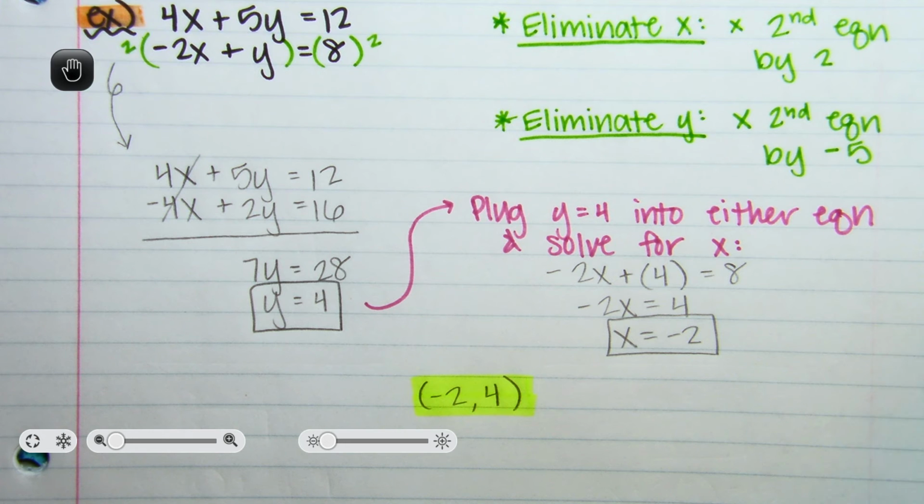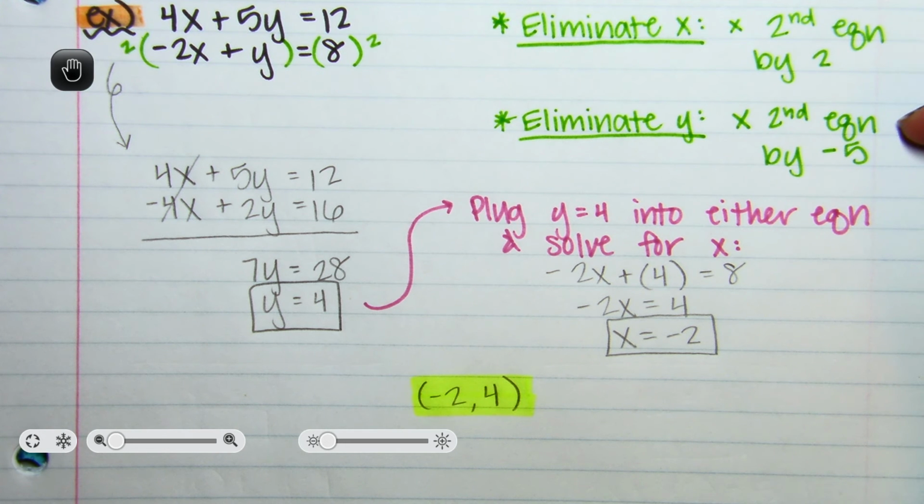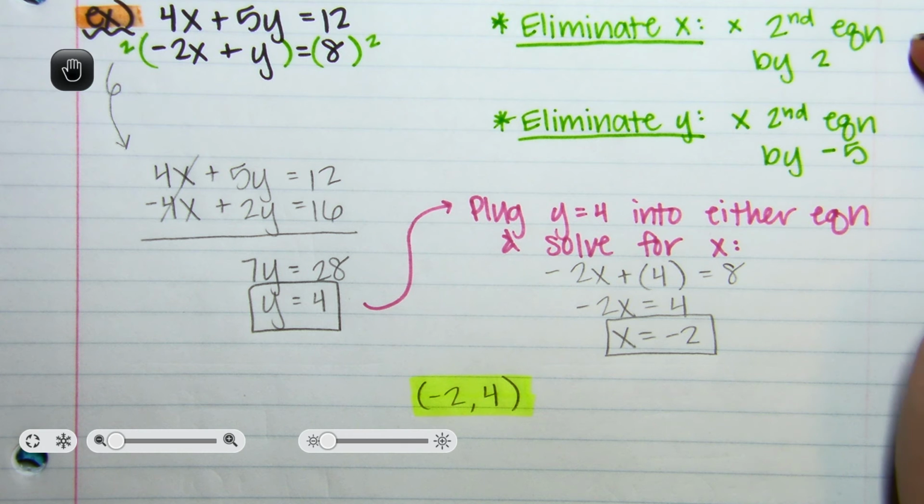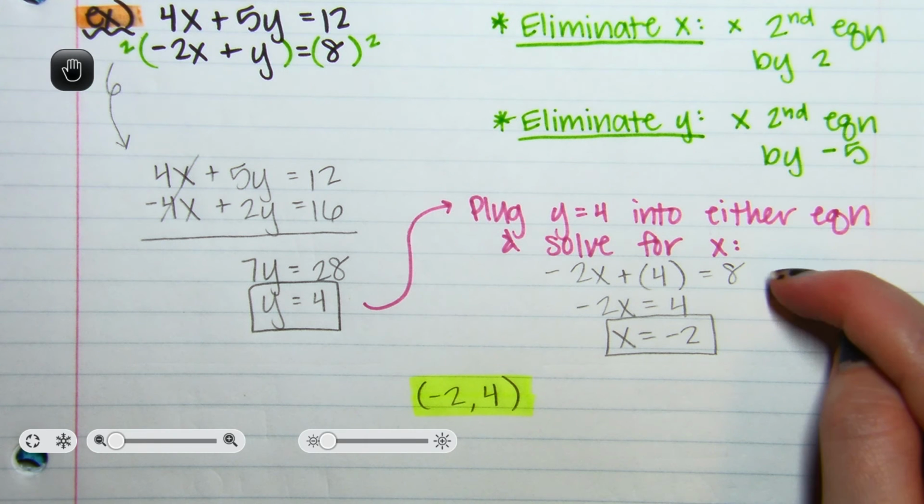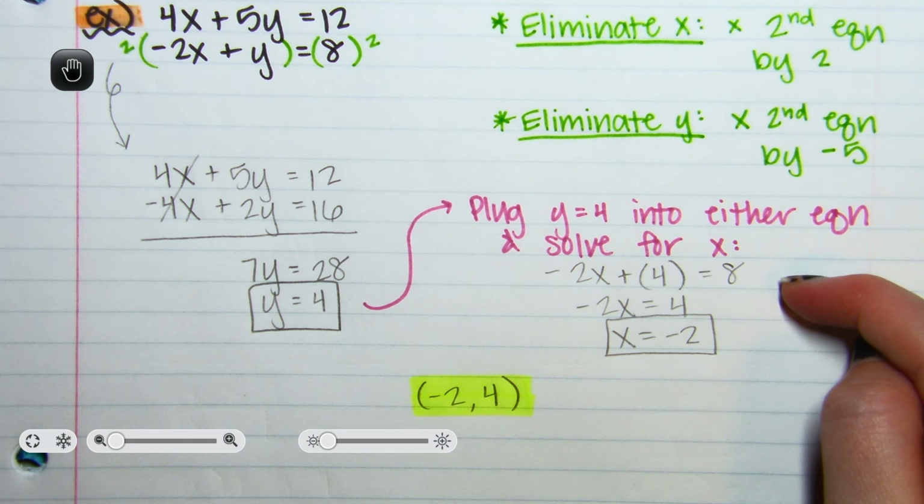So I wrote the little note over here in green again, what your options were. So you could either eliminate x by making both of them 4x and negative 4x, or you could eliminate y by having 5y and negative 5y. I chose to eliminate x because it was multiplying everything by a positive number. But if you chose to eliminate y instead, you should have still gotten the same answer. And then plugging the y equals 4 back into either equation, I chose to plug it into the second equation just because the numbers were smaller. But if you plugged it into the first equation instead, your answer should have still been the same.